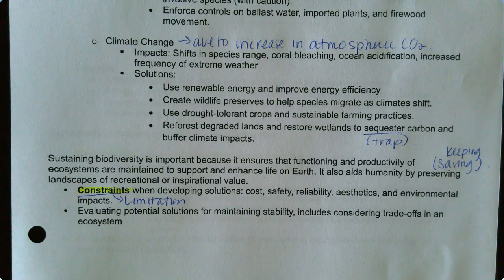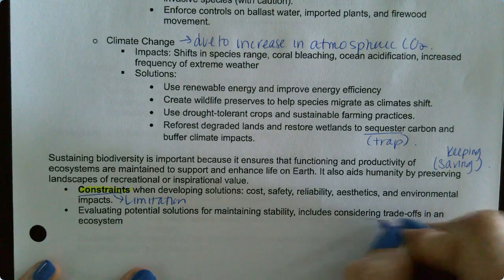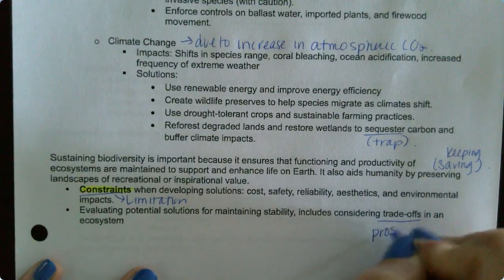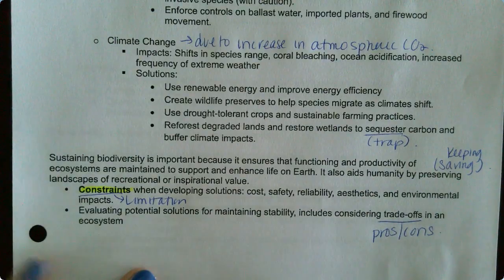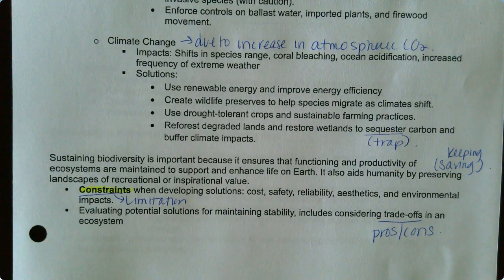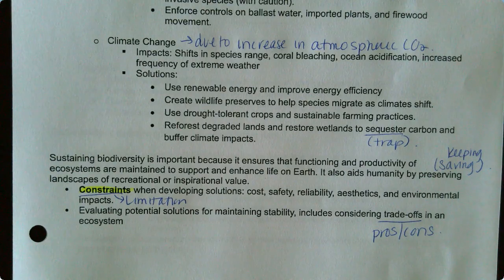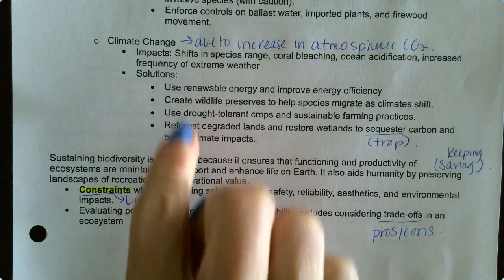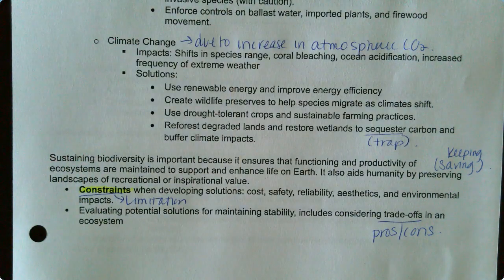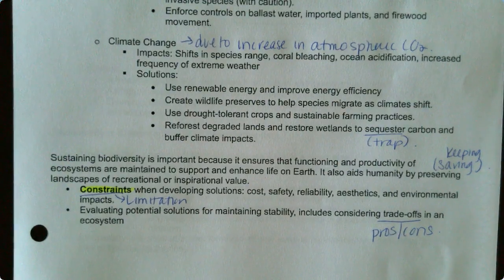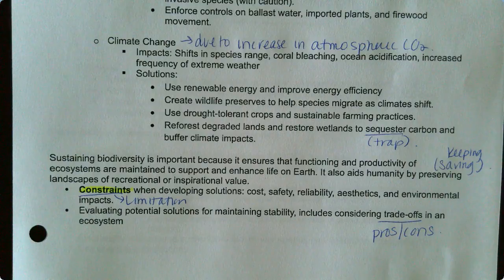Evaluating potential solutions for maintaining stability includes considering the trade-offs. Trade-offs are the pros and cons. Why is this beneficial or not beneficial? And for many of them, I have the solutions up here, how you could increase biodiversity, and then you can look at the positives and negatives. A big con for all of these is going to be the cost involved.